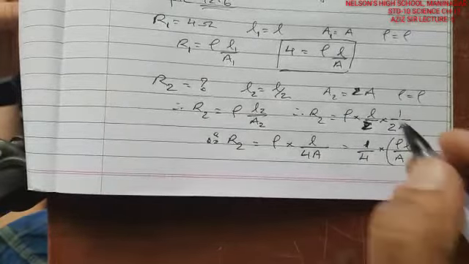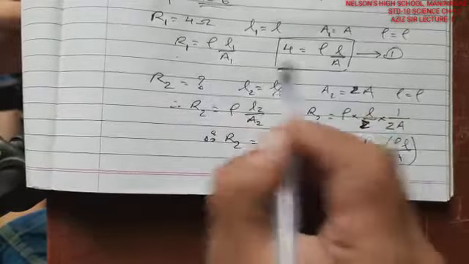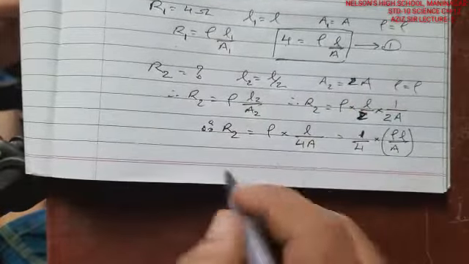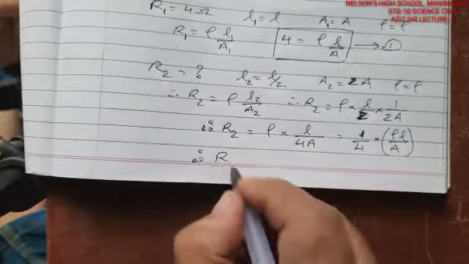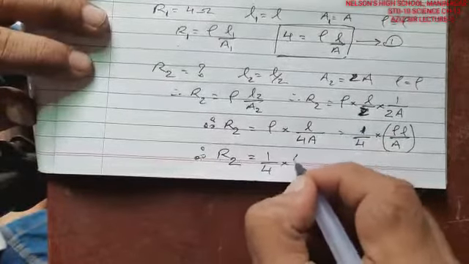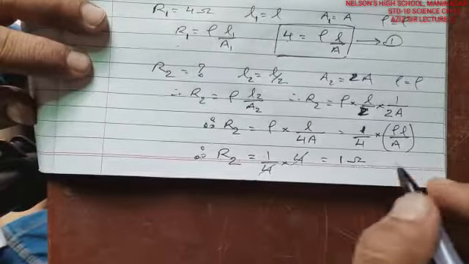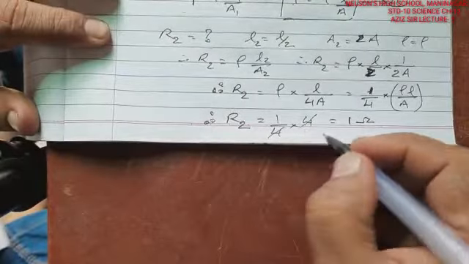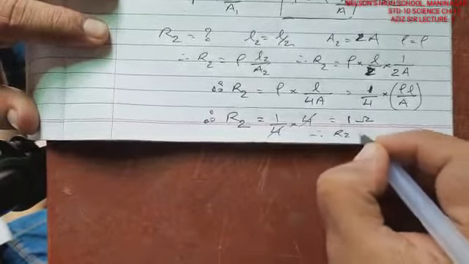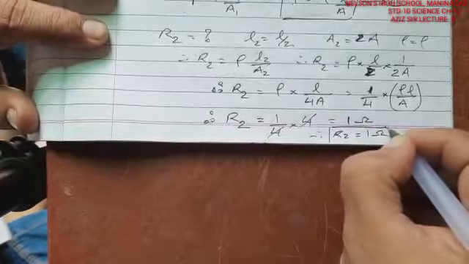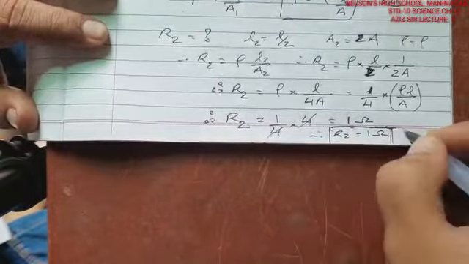Now from equation 1, rho L by A, from R1, stands out to be 4. So we can put the value for R2: R2 is equal to 1 upon 4 multiplied by 4. Cancelling the 4, the answer comes out to be 1 ohm. So R2 is equal to 1 ohm. This is your answer.